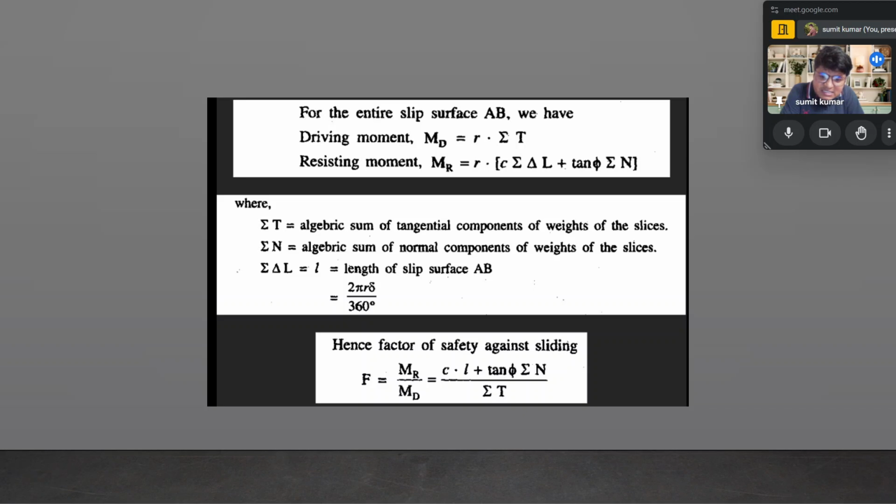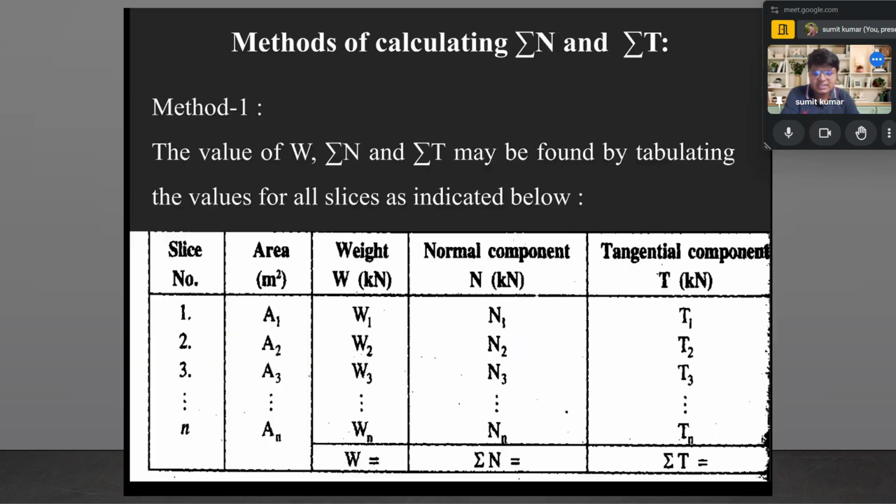and hence the factor of safety against sliding is the resisting moment by driving moment, that is nothing but C into L plus tan phi into summation of N upon summation of T, where summation of N again is the algebraic sum of the normal components and summation of T is the algebraic sum of the tangential components of the weight of the slices only, right?